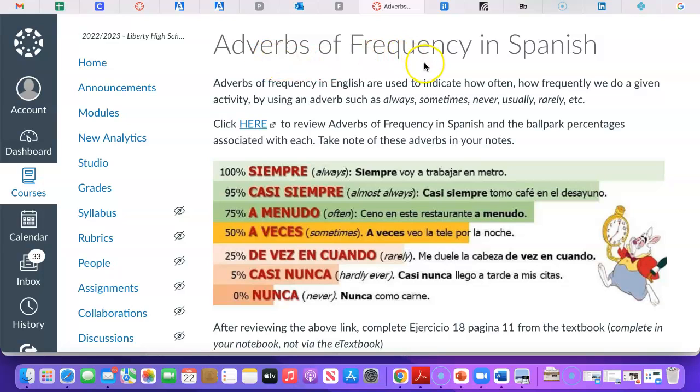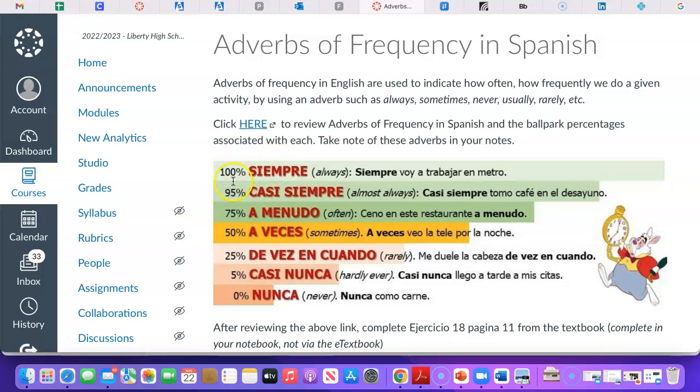So an adverb of frequency indicates how often you do something, right? In English, adverbs of frequency include always, never, sometimes, usually, many times, rarely, etc. And so you have the equivalent here in Spanish. The percentages just kind of try to give you a quantitative representation.